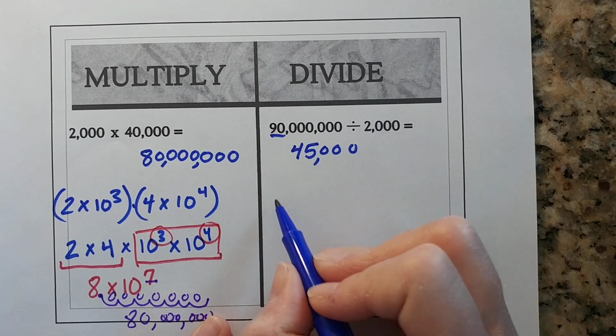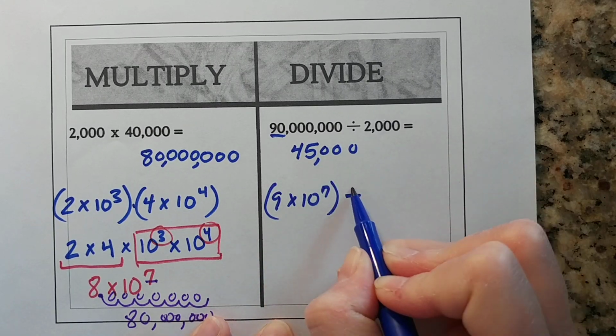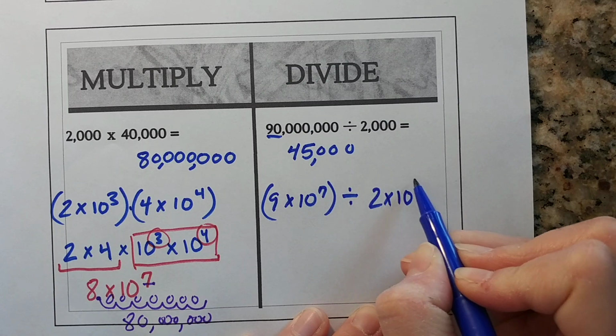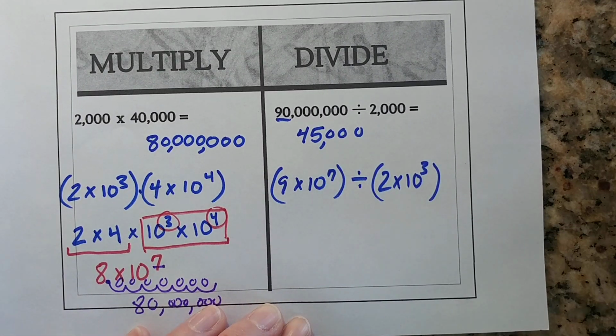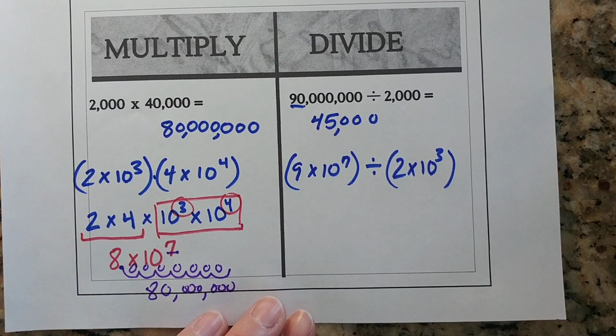9 times 10 to the 7th. And now I'm going to write the divide sign. And then 2,000. That would be scientific notation. Now, how am I going to end up getting 45,000? What would I have to do? Let's try and repeat this same process here.